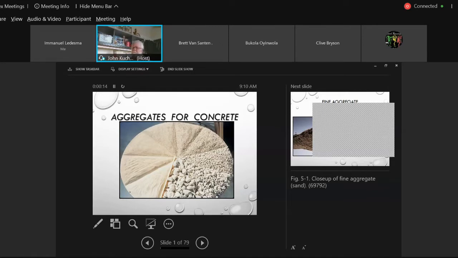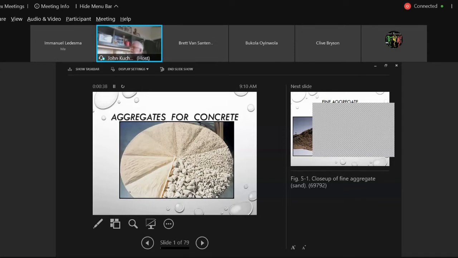Aggregates for concrete. Okay, that's the biggest component of a concrete mix. And just on this little slide here, you can see where we've separated the aggregates into various sizes. And you've already done sieve analysis last year, so you understand the grading. For concrete, you need aggregates that are well graded.